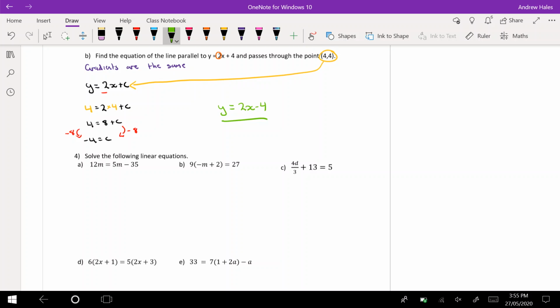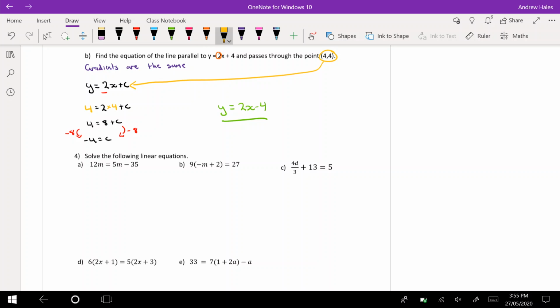All right. Moving on. Solving linear equations. Again, we want to try and get all variables onto one side and all numbers onto the other. The problem with my first question, 4a, is that I've got variables on both sides, and that's not going to be very helpful for me.